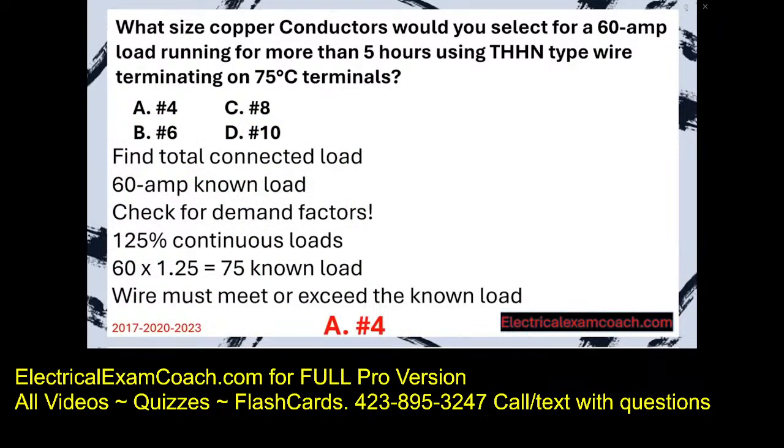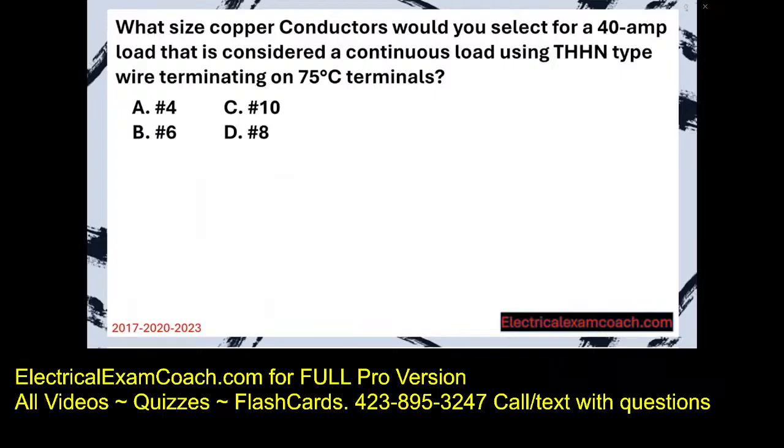What size copper conductors would you select for a 40 amp load that's considered a continuous load using THHN type wire terminating on 75 degree C terminals? Step 1, find the total connected load.